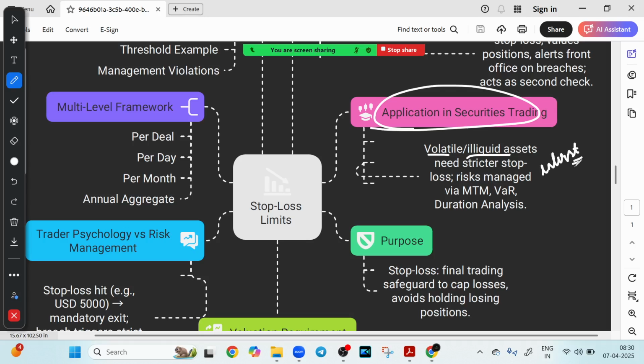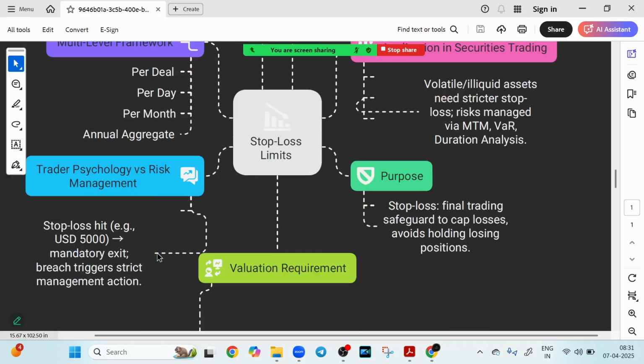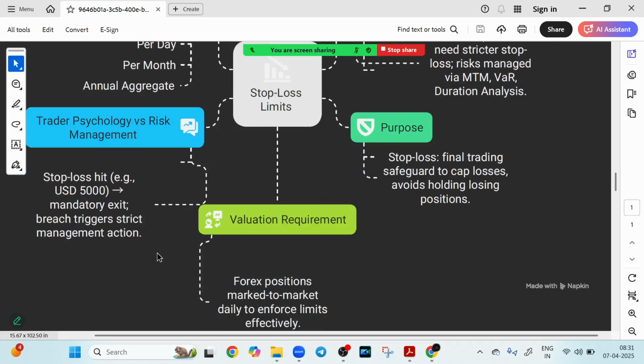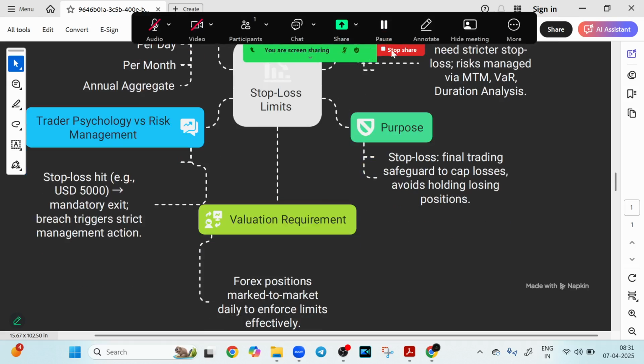Why? Because risk is monitored using tools like MTM, mark to market, value at risk, and duration analysis. These are the tools through which risk is monitored. Now what is the purpose of a stop loss? It is simple. It's your last line of defense. It caps your potential loss. That is the first thing that it does.